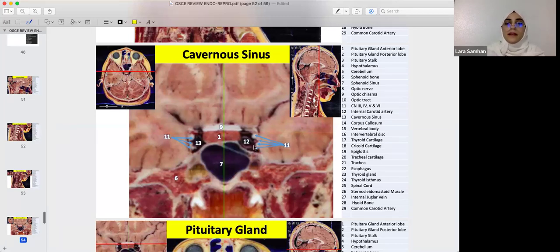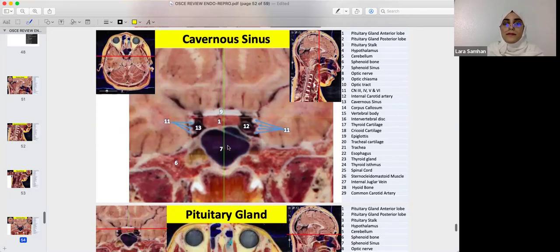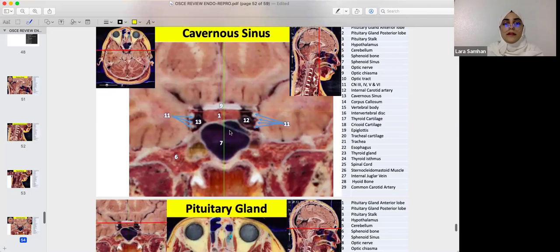Cranial nerve. Number 7 is going to be the sphenoid sinus, because it's empty, so it's called a sinus. And as I said, if this is the sphenoid sinus, this is all the way the sphenoid bone.